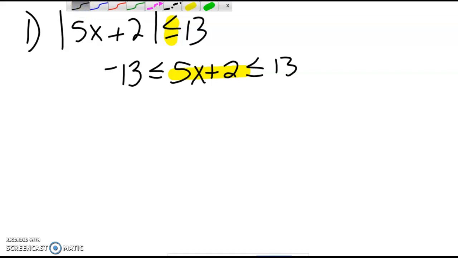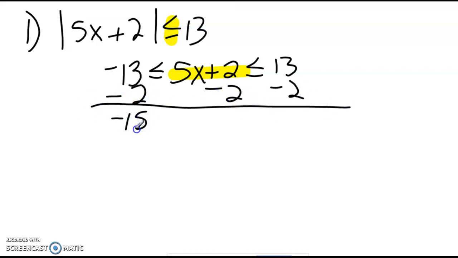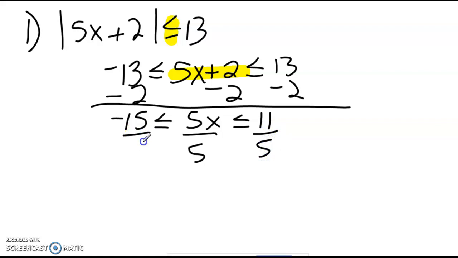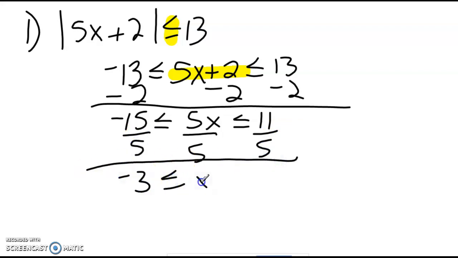Okay, so whatever we do to the inside, we have to do to the outside in order to isolate x. So I'm going to subtract 2. I get a negative 15, and I get 5x in the middle, and I get 11, right? Now I'm going to divide everything by 5 because I need to get x by itself. And I have a negative 3, and then I have my x, and then I have 11 over 5. That is 2.2. Exactly.